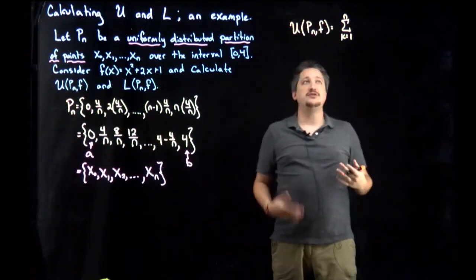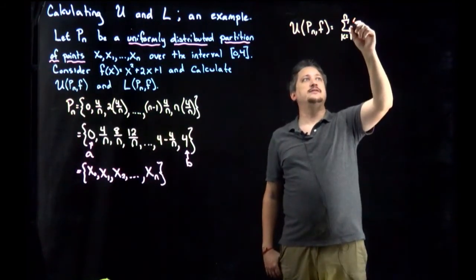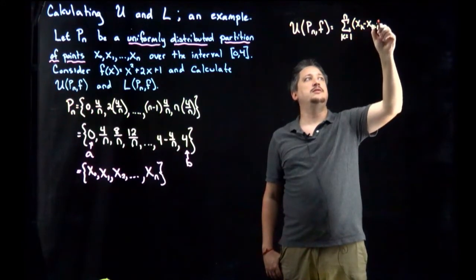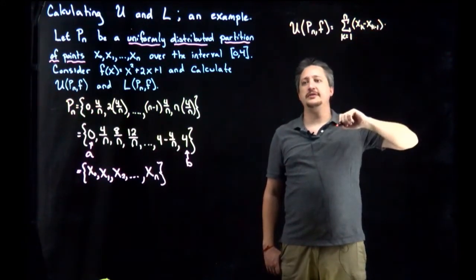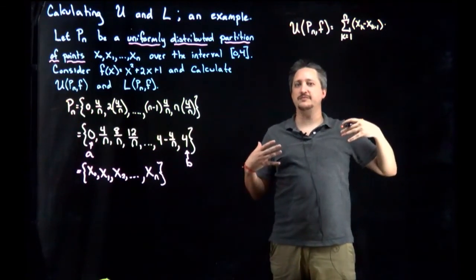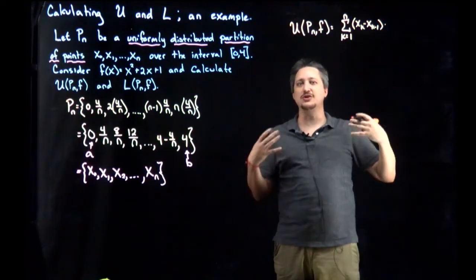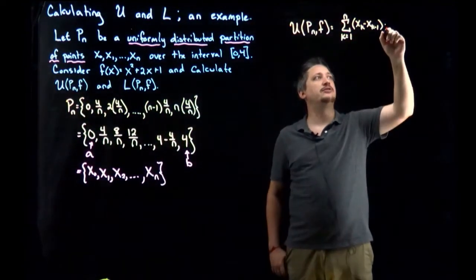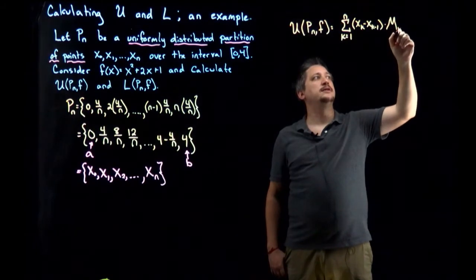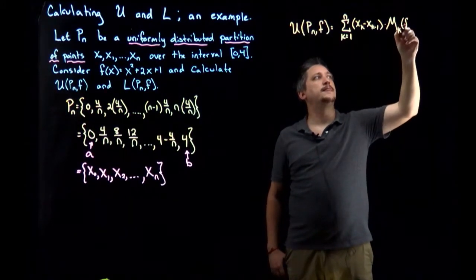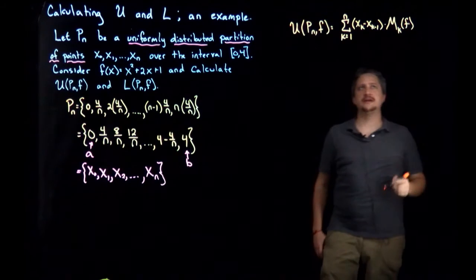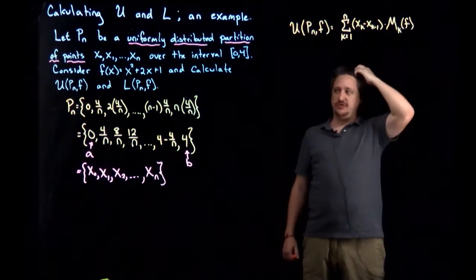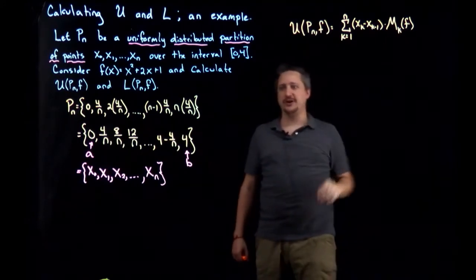And then we have the width of each rectangle, which is x sub k minus x sub k minus 1, times the sort of proper height to choose, right? The largest y value in each individual rectangle. And we called that thing capital M sub k of f. You could even call it capital M sub k of Pn of f, but it should be clear which M we're talking about here, right?